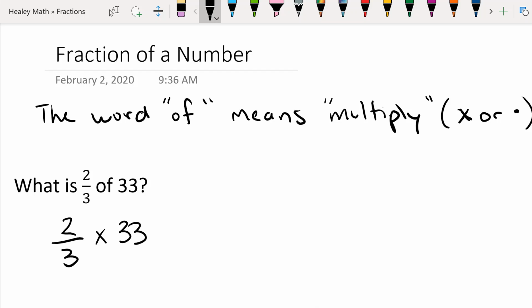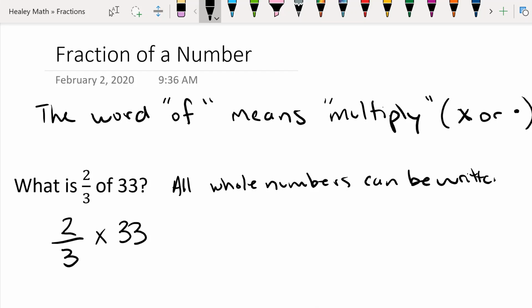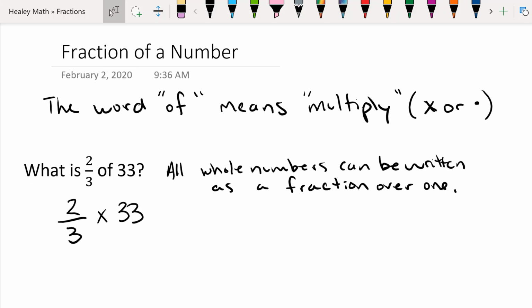33 can be written as a fraction, and this goes for all whole numbers. All whole numbers can be written as a fraction over 1. So let's take a look. 33 can be written as a fraction over 1.